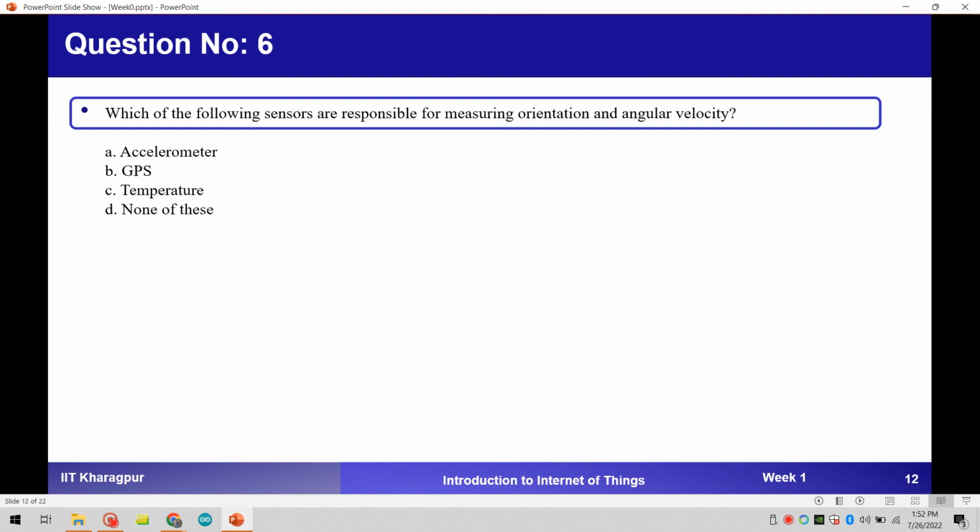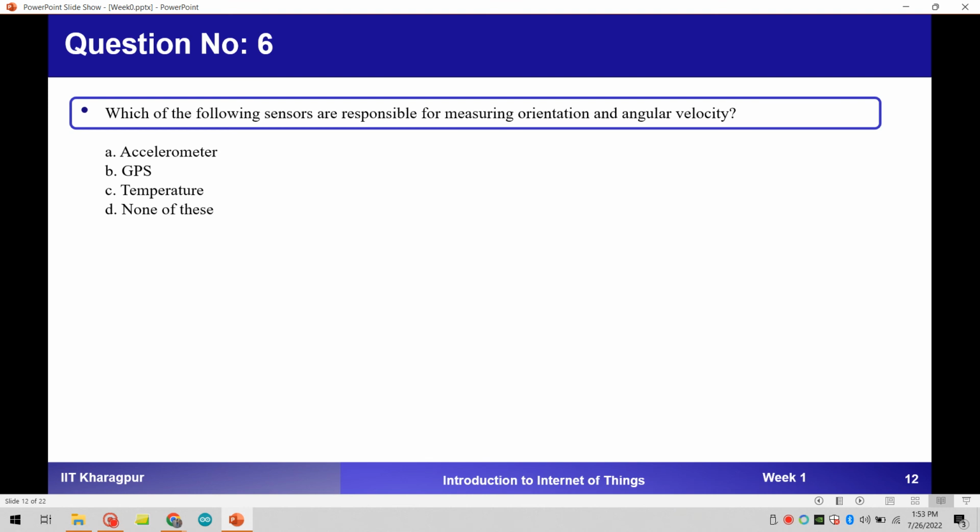Now the next question is, which of the following sensors are responsible for measuring orientation and angular velocity? And the options are accelerometer, GPS, temperature, none of these. First one is your accelerometer. An accelerometer is a sensor which is used to measure acceleration. As we know that acceleration is a vector quantity, so it has direction as well. So the accelerometer, in order to measure that direction also, gives three values, that is along your x-axis, y-axis and z-axis.